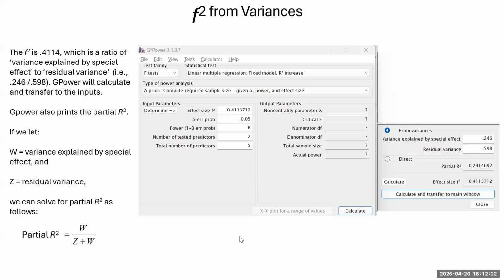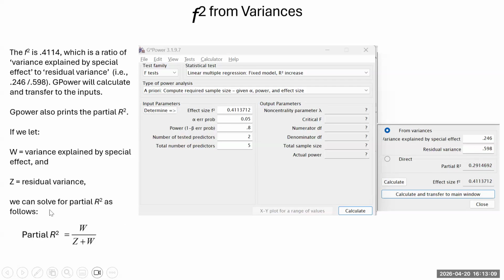I'm not sure if that's true, but regardless, if we let W equal the variance explained by the special effect and we let Z equal residual variance, we can compute F squared as a ratio of W to Z. Okay, so in this case, it'll be 0.246 divided by 0.598, which will give us the F squared of 0.41137.